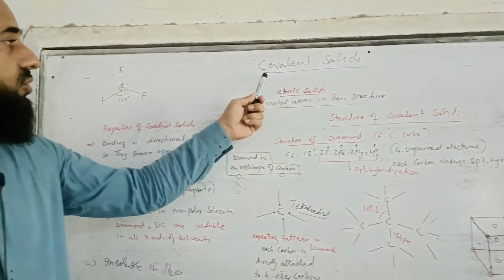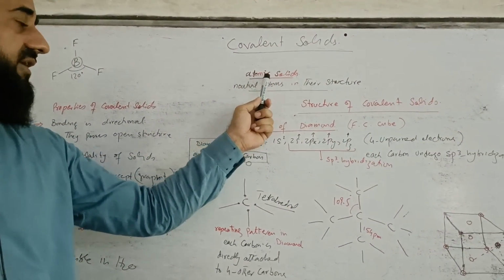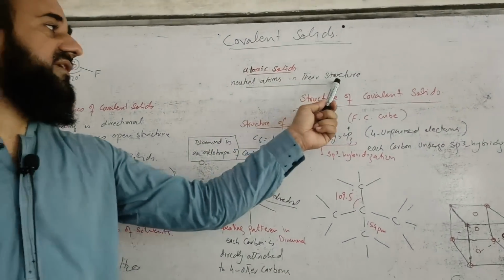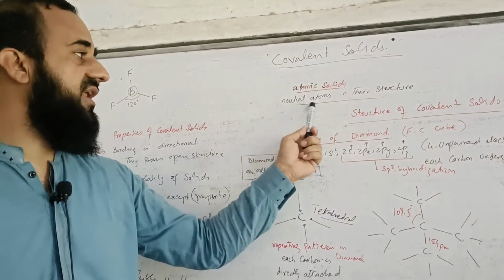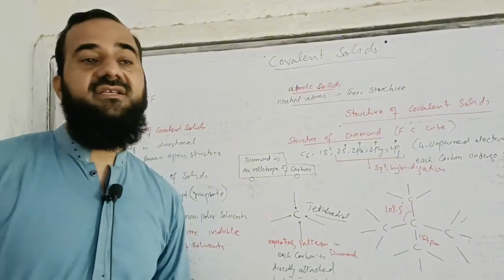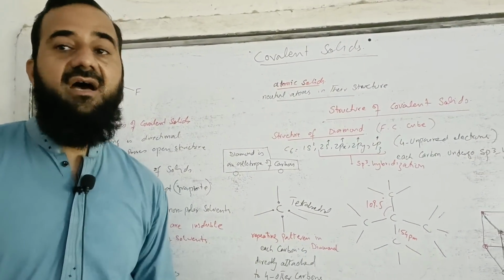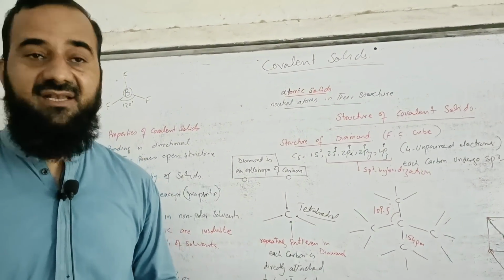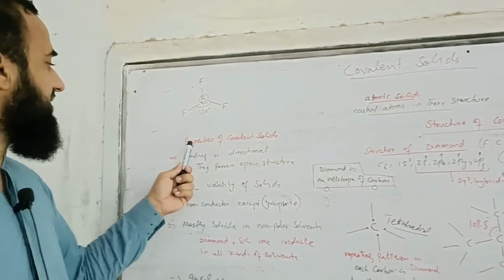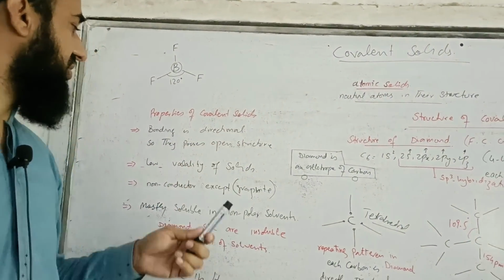First of all, covalent solids are also called atomic solids, and in their structure there are neutral atoms, while in the crystal lattice of ionic solids there are oppositely charged ions present at the lattice points. First of all, I will discuss some properties of covalent solids.